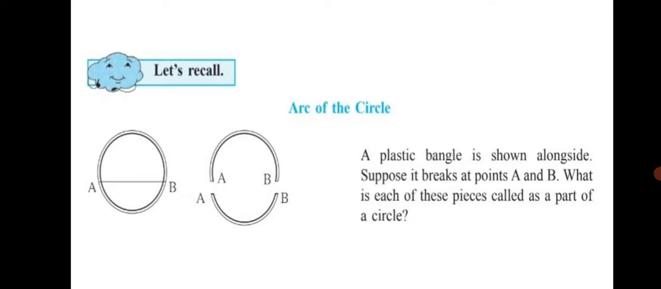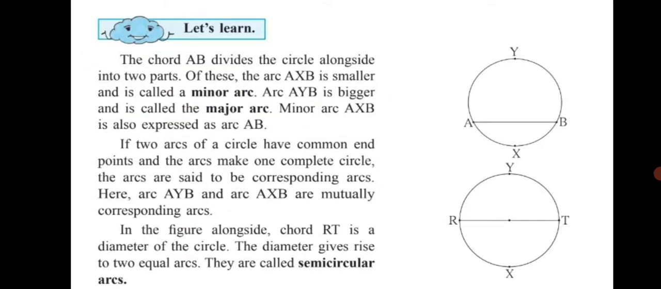Let's recall. A plastic bangle is shown alongside. Suppose it breaks at points A and B. What is each of these pieces called as a part of a circle? Yes, they are called arc of the circle. So let's learn. The chord AB divides the circle alongside into two parts. So you can see this chord AB. It divides the circle in this one part which is here on top and the second part which is down.